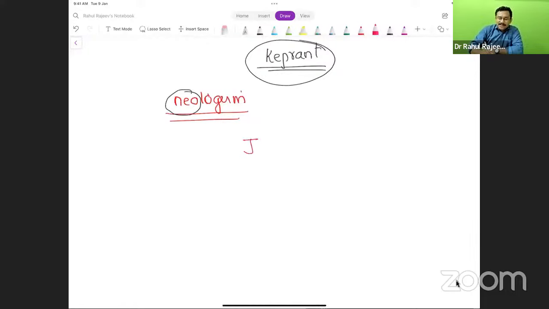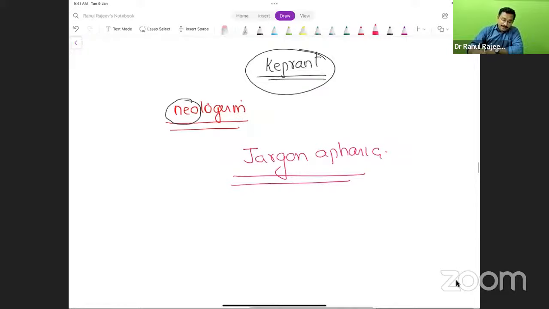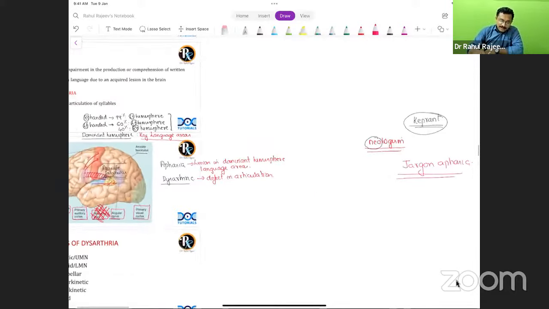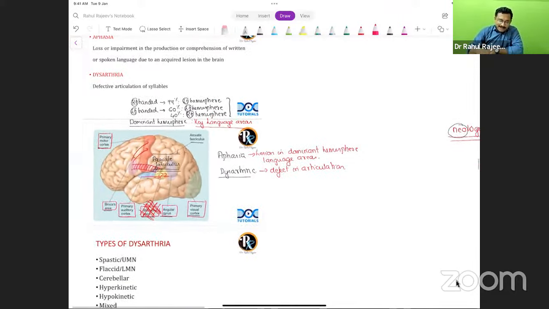And this is known as a jargon aphasia, which is why patients will have all these jargon words. And it is known as a jargon aphasia. Okay, right. So that is very clear for you, right? So that is Wernicke's aphasia.